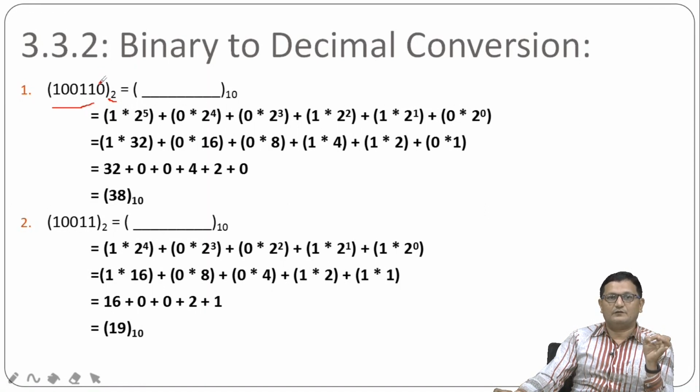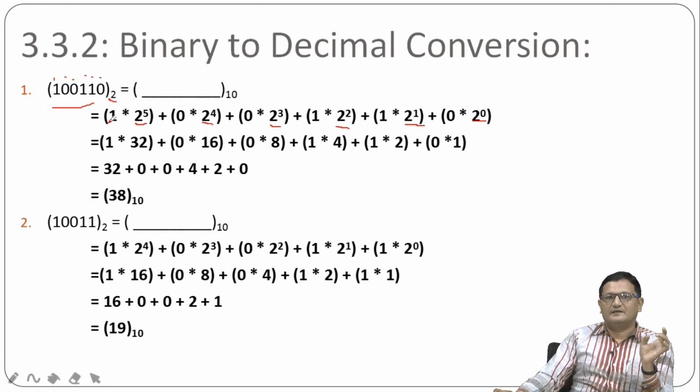So, this is digit 1, 2, 3, 4, 5 and 6. Total digits are 6. If 6 digits are there, you need to start from 2 raised to 5. If n digits are there, you have to start with n minus 1. So, here I will start with 2 raised to 5, then 2 raised to 4, 2 raised to 3, 2 raised to 2, 2 raised to 1, and 2 raised to 0.